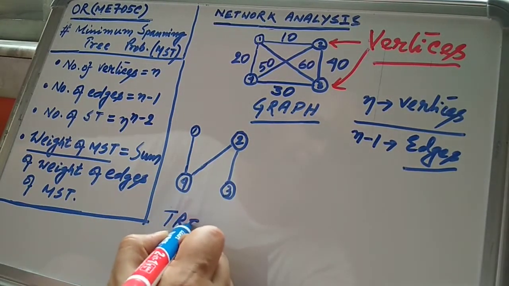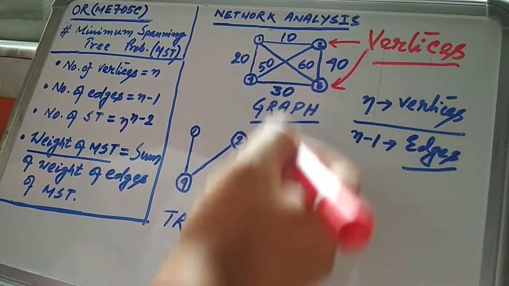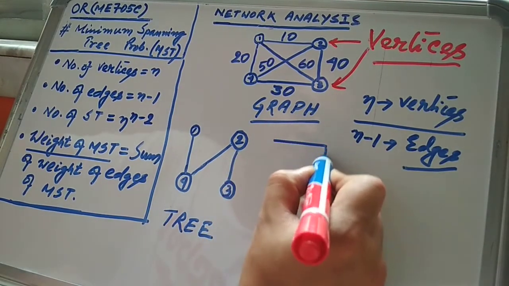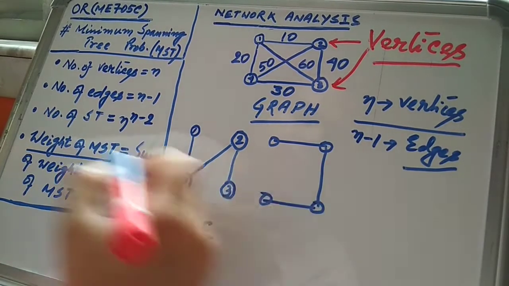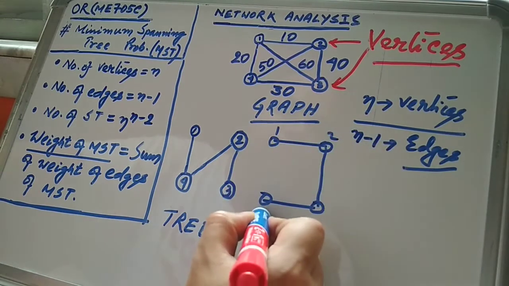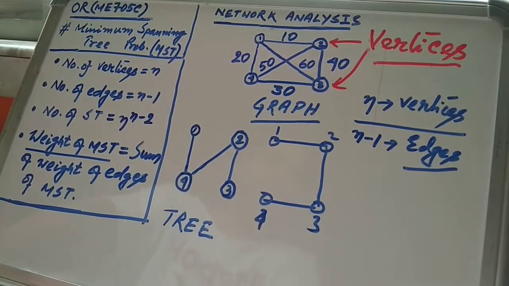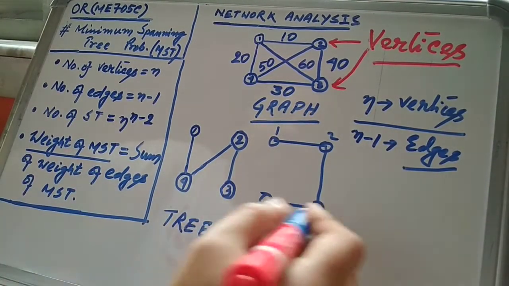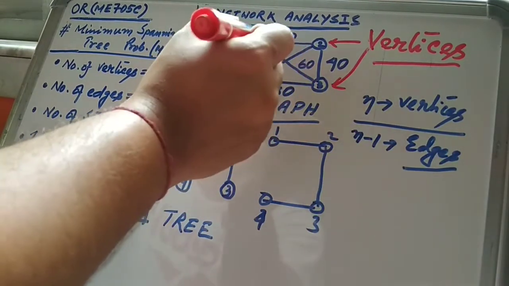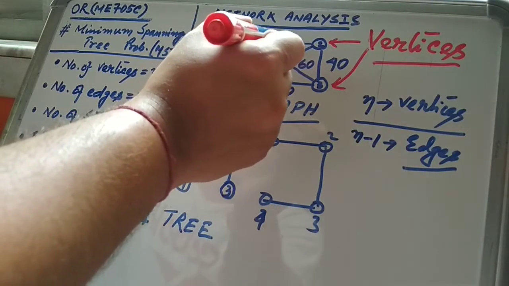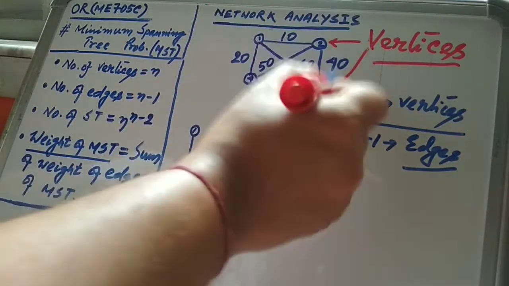This can be named a tree. Why? There is no loop, but I have connected all the vertices. Similarly, you can draw another spanning tree. This one, this one, this one, and this one. So this is 2, this is 3, or this is 4 and this is 3. So this is another spanning tree. Similarly, you can also construct like 1, 4, 3, 2. Similarly, you can also construct like 1, 4, 2, 3. I have already constructed 1, 2, 4, 3.